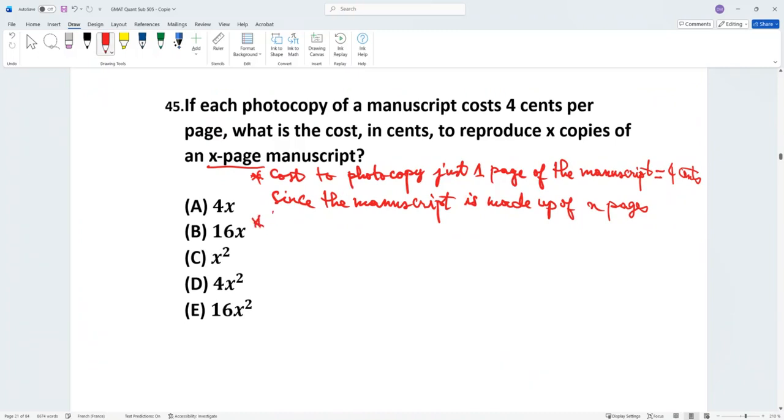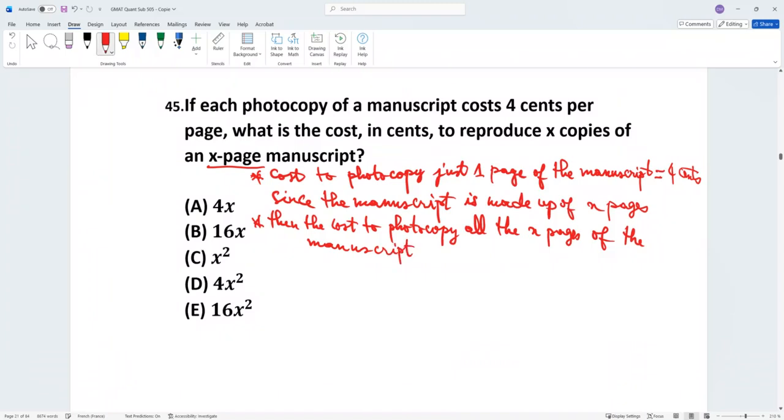then the cost to photocopy all the X pages of the manuscript is going to be equal to 4 times X cents. That's it.